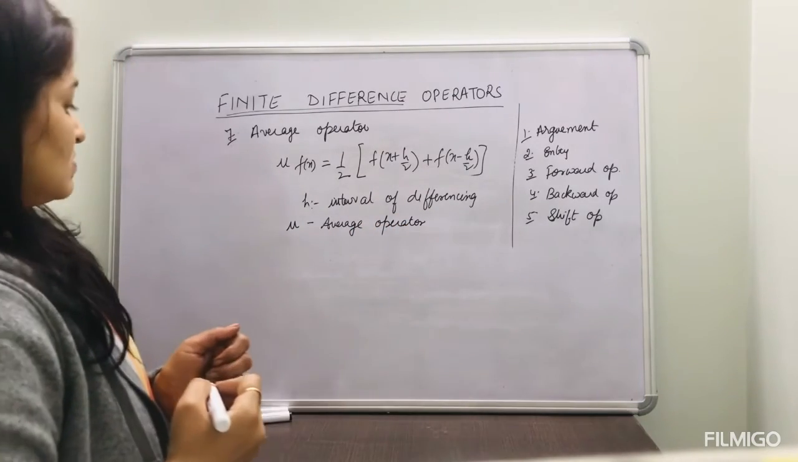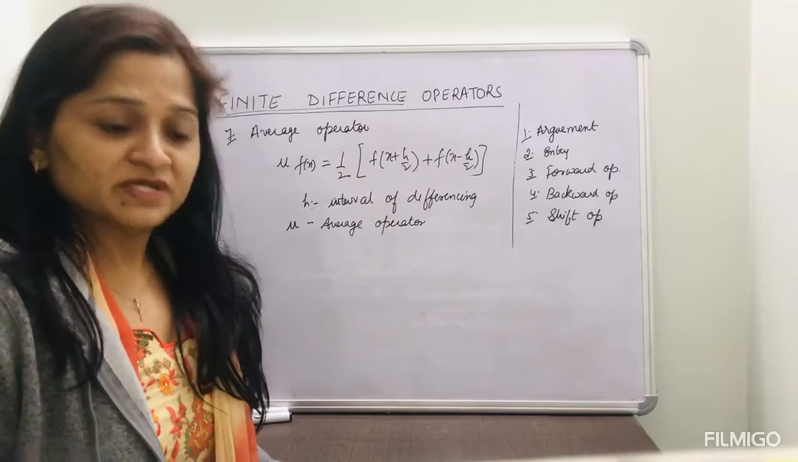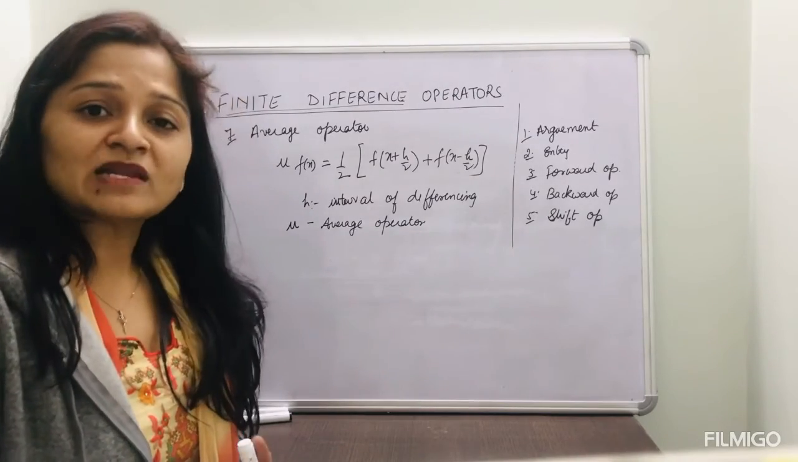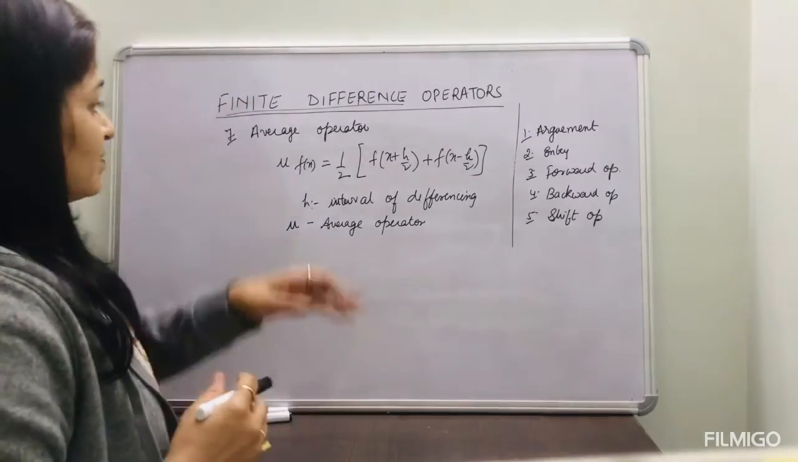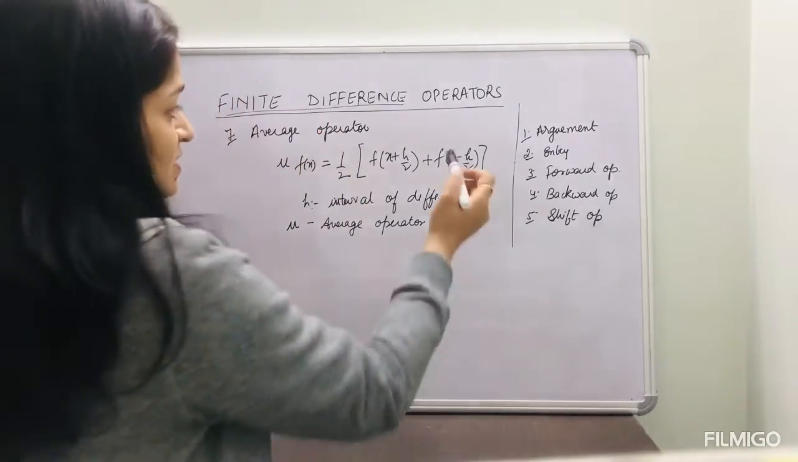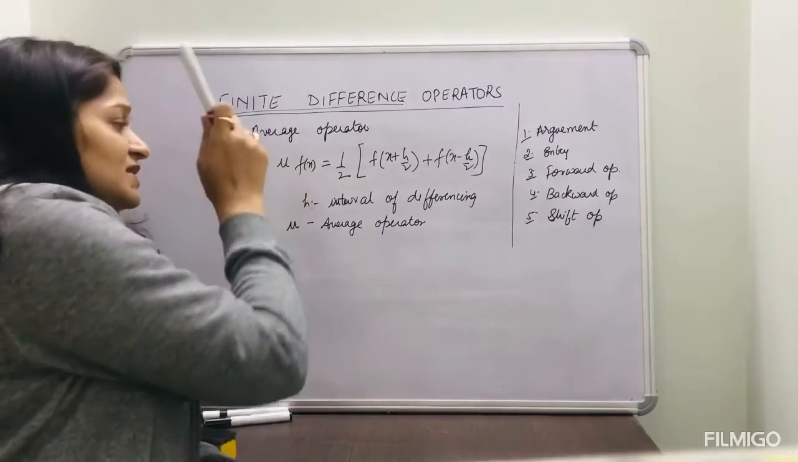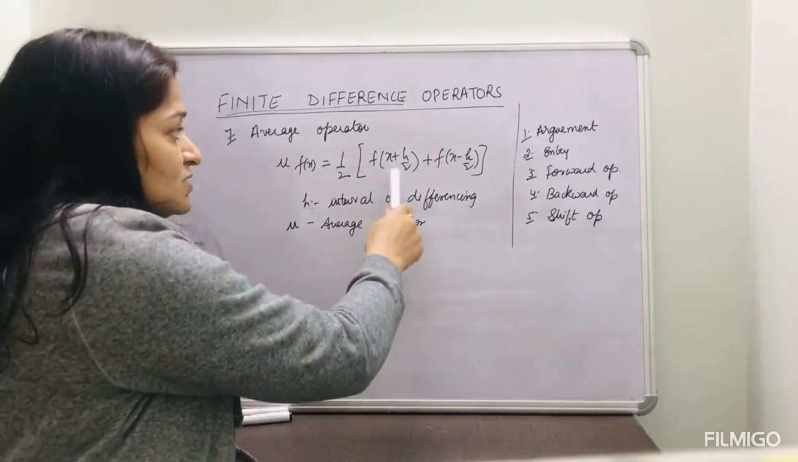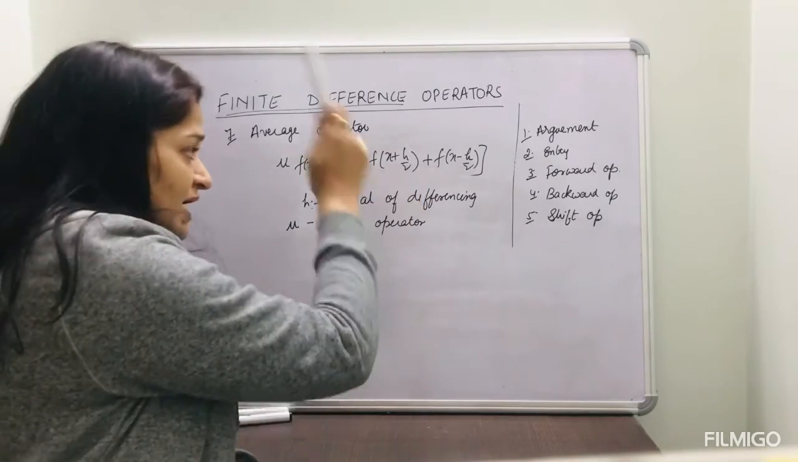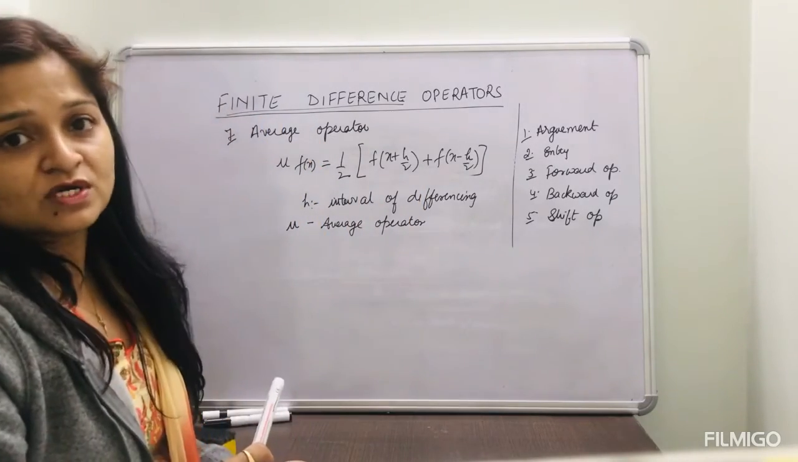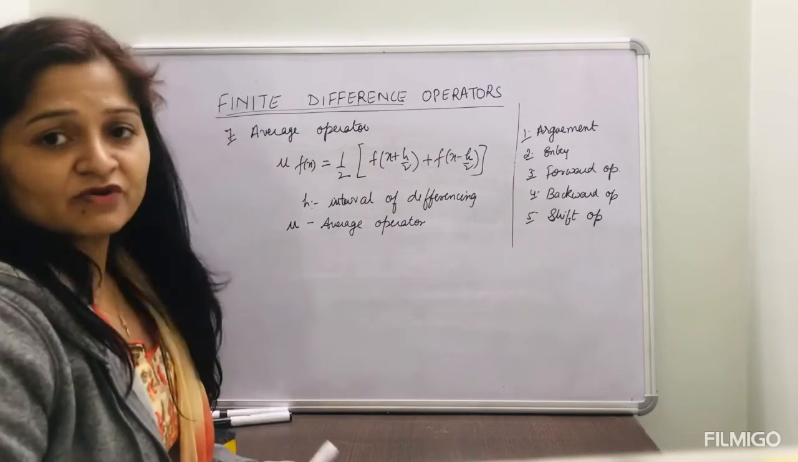Same यहाँ पे average operator means we are going to take the average of the two functions. That means we are going to write mu of f of x is equal to half times f of x plus h by 2 plus f of x minus h by 2. Now where here again h is interval of differencing, and mu is my average operator. Now what you have to remember is central operator जब हम calculate करते हैं तो हमारे पास half नहीं होता, यहाँ पे minus का sign होता है, right? And when you calculate the average operator, you take two of the functions, add them up and divide it by 2. So this is my average operator.